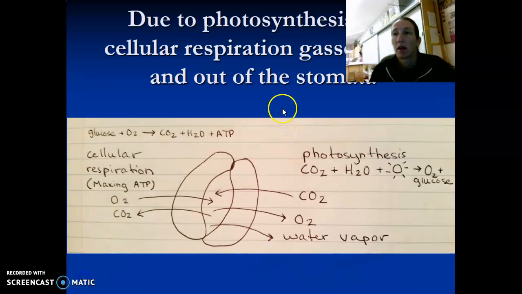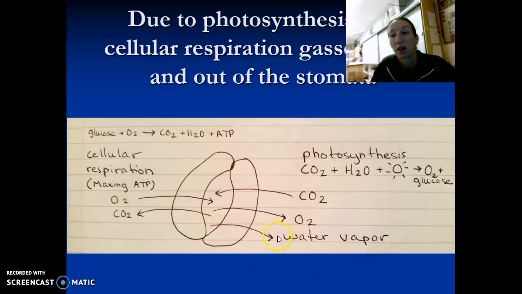Okay. Now you don't need to write any of this down, but I want you to just think about those gases that are being exchanged through the stomata. So here's photosynthesis. Carbon dioxide goes in through the stomata, and then it can do that carbon dioxide, sunlight, water, and then it can do photosynthesis and make glucose and oxygen. So oxygen's going to leave.